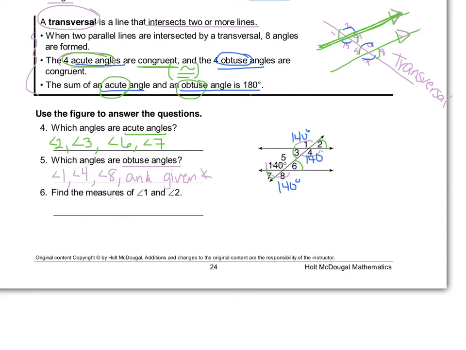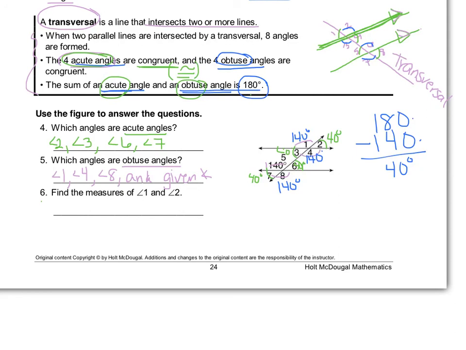Now how can I figure out the acute angle? Well, it also told us up here that if I add an acute angle with the obtuse angle, it's 180. So I'm going to use that, and I'm going to take 180 minus our given angle measurement. So 180 minus 140 is just 40 degrees. So all of my little acute angles are going to be 40 degrees. Try to squeeze that into my picture. All right, so that helps me figure out number 6.